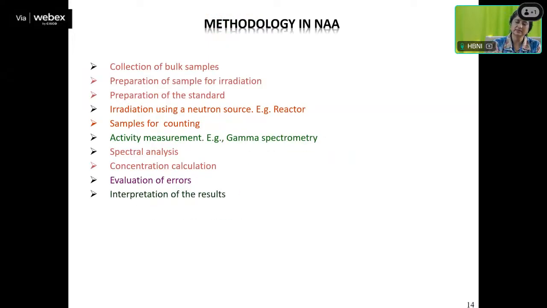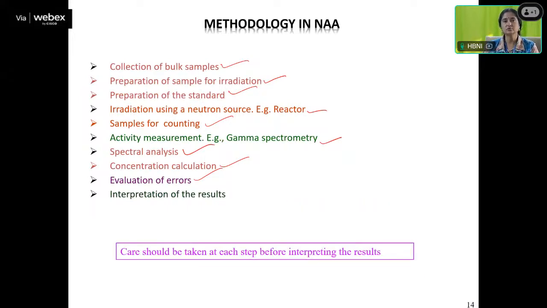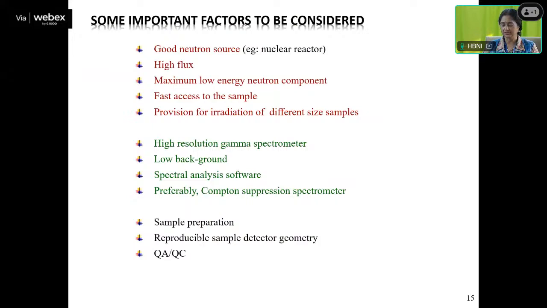These are the common methodology steps for all the analysis. In this case, you have to collect the sample and prepare the sample for irradiation, because it is not as simple as dissolving the sample; you are going to put the sample in a nuclear reactor. So you have to prepare it properly for irradiation, then prepare the standard, then irradiate using a neutron source, mainly a reactor, then bring the sample for counting, activity measurement, spectral analysis, concentration calculation, evaluation of error, and interpretation of result.